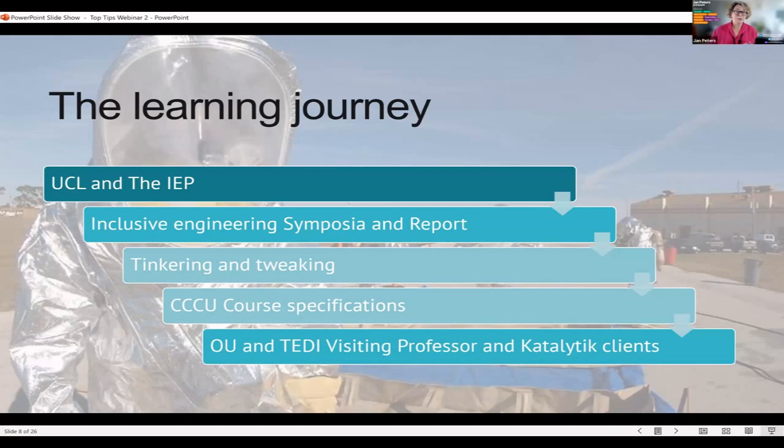In the higher education sector, my learning journey really started at UCL before the Integrated Engineering Programme, but then working alongside the development of that, running a symposium on inclusive engineering and writing a report for the Royal Academy, and then creating my own models and frameworks around tinkering and tweaking to be more inclusive. I've been working with Christchurch Canterbury University on their course specification, and then since then been a visiting professor with the Open University and Teddy in London.